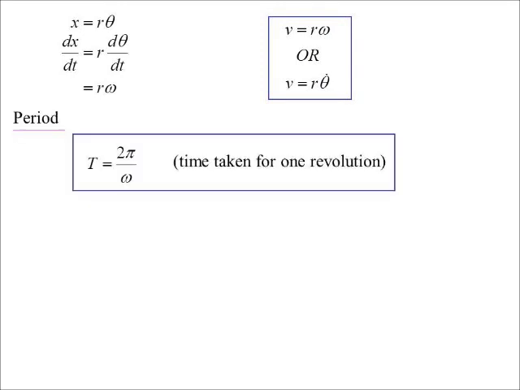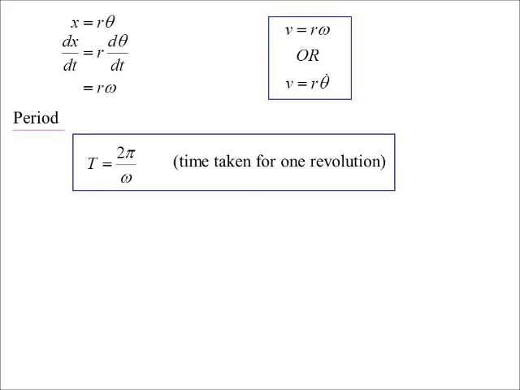So the period, very similar to what we've seen before, it'll always be 2 pi over that angular velocity. So that's the time it takes for one revolution to go around the circle completely.